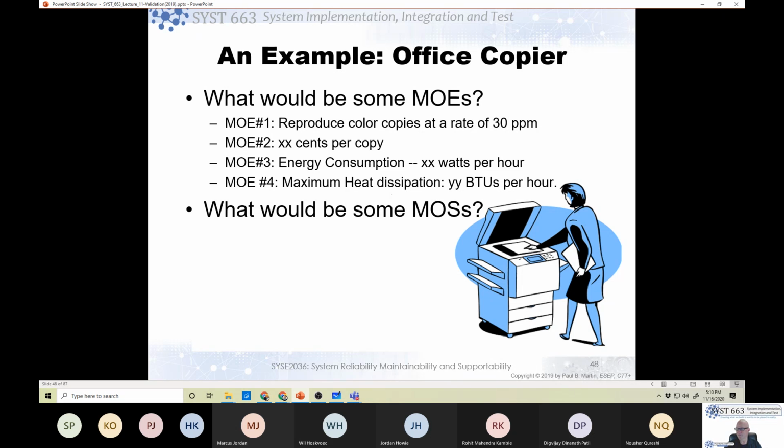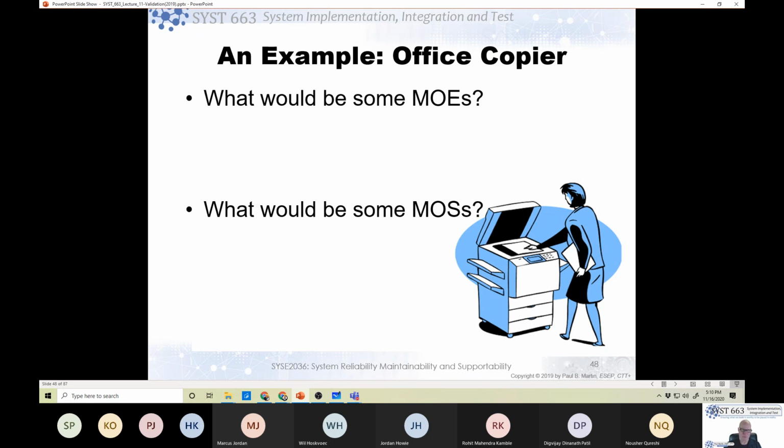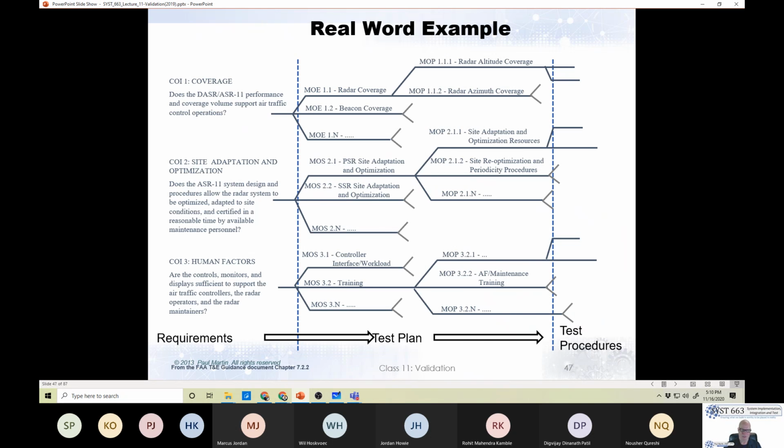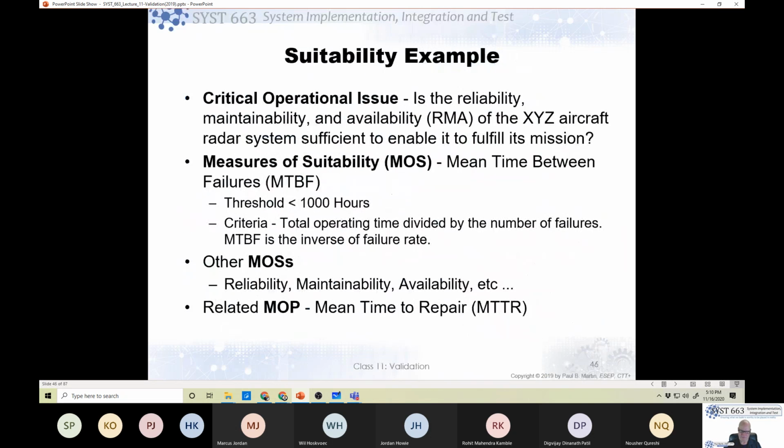All right. Anybody? What would be a good measure of suitability for a copier? Anybody? Wow. I feel bad. I'm not teaching well at all. All right, let's look at a few back here. What were some suitability measures here? What were some things? Just read them off the slide. It's fine.